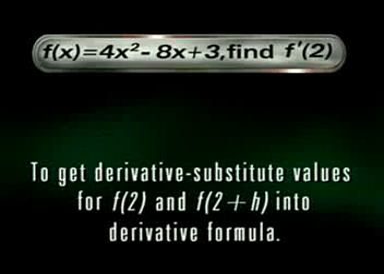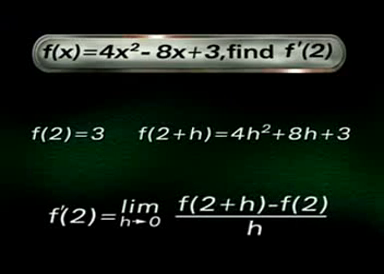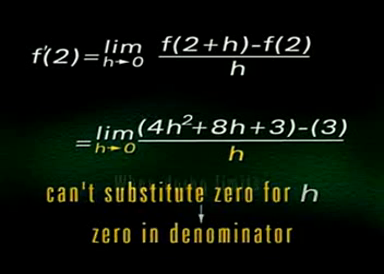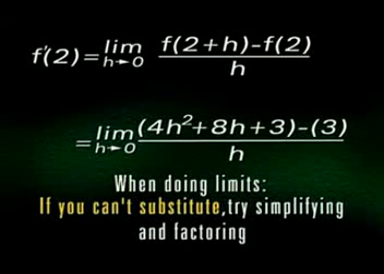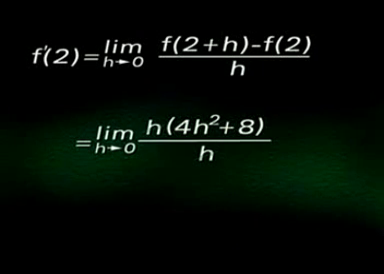Now, all we have to do to get the derivative is substitute our new values for f of 2 and f of 2 plus h back into the derivative formula. So, we put in 4h squared plus 8h plus 3 for f of 2 plus h, and 3 for f of 2. We can't substitute 0 for h yet because we'd get 0 in the denominator. Remember, when doing limits, if you can't substitute, then try simplifying and factoring. In the numerator, after subtracting out the 3's, we can factor an h out and cancel the h's in both the numerator and the denominator.